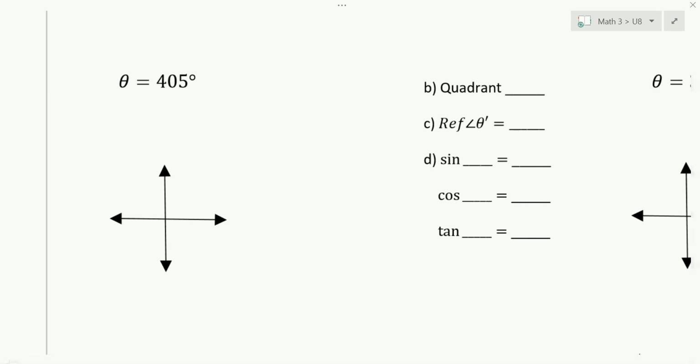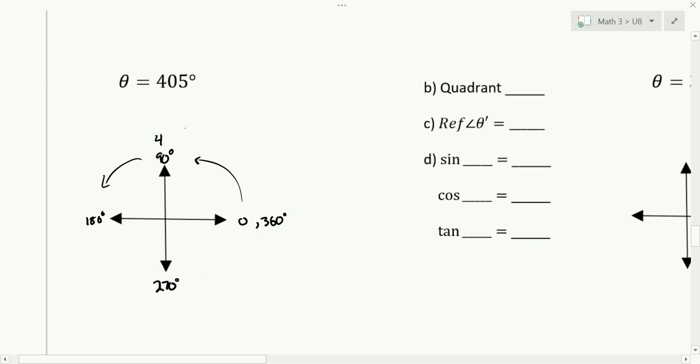Okay, 405 degrees. Emily, where's 405 degrees? Quadrant 1? Okay, so we're going around this way. Got to go more than one circle, right? So this is 180, 270, 360, still haven't gone far enough. And then we've gone too far at this location. We got 450 degrees. So yes, it's in quadrant 1. Okay, so 405 right here.